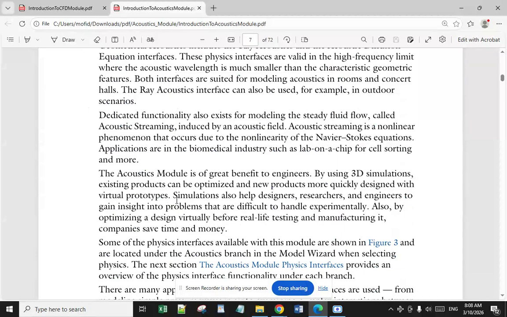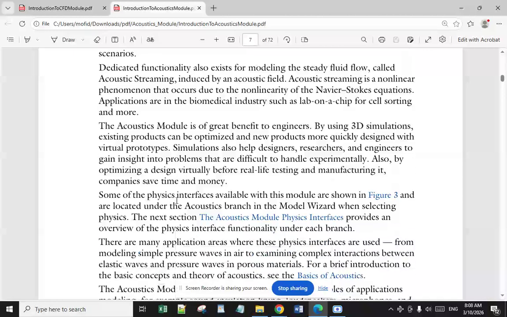Dedicated functionality also exists for modeling the steady fluid flow, called acoustic streaming, induced by an acoustic field. Acoustic streaming is a nonlinear phenomenon that occurs due to the nonlinearity of the Navier-Stokes equations. Applications are in the biomedical industry, such as lab-on-a-chip for cell sorting and more.